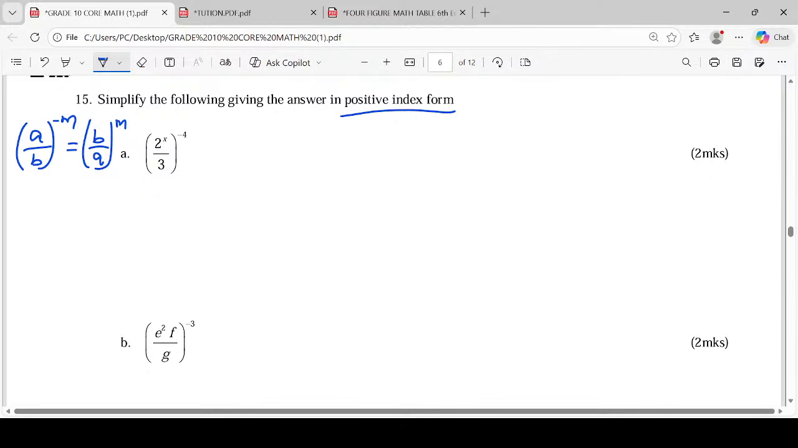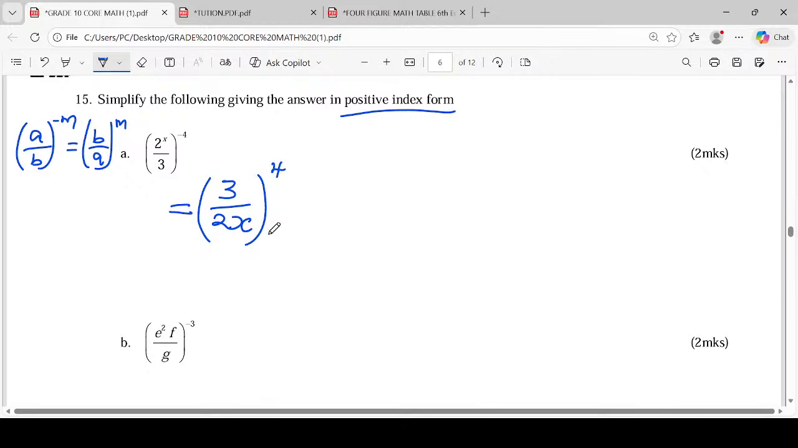So with that regard, in this question, we are going to interchange the numerator and the denominator so that we have 3 over 2x. But now this is going to be raised to power 4. You can see in that case, the power or the index is now a positive number. That's what is required there.